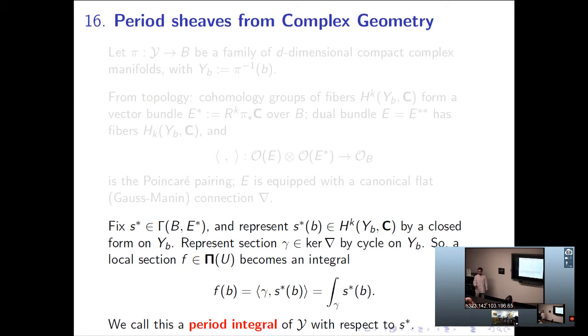So is S star also flat? No. No, S star is not. Yeah. Just not the constant that we have there. Yeah.